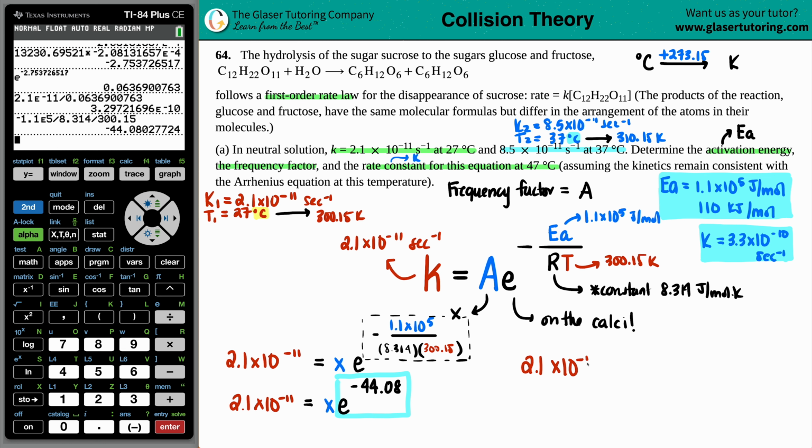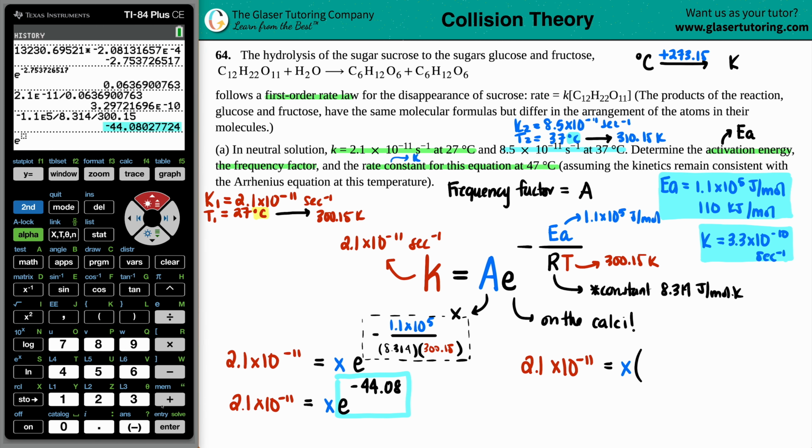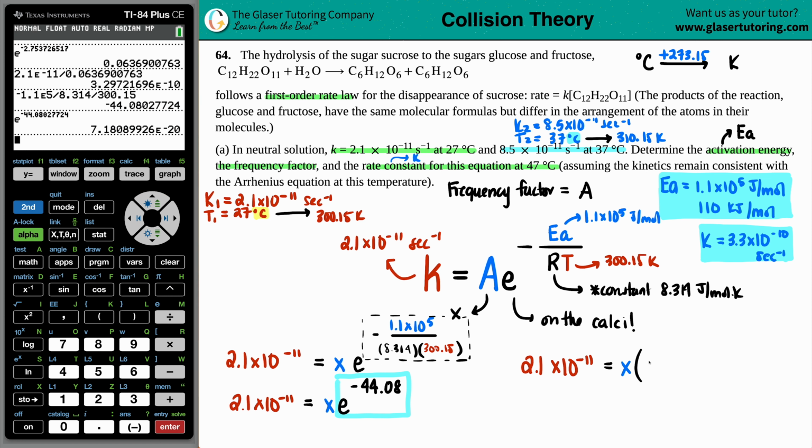So we'll go over here now. 2.1 times 10 to the negative 11th equals X times whatever that value is. So we're going to say second ln, E raised to that whole number. It's going to be very small, but that's okay. When you divide now by a really, really small number, you should get a really, really big number. And that's exactly what we're going to be doing here. We have to divide by the 7.18 times 10 to the negative 20th. Your frequency factor should never be negative. So if you do get a negative, just go check yourself at the end.